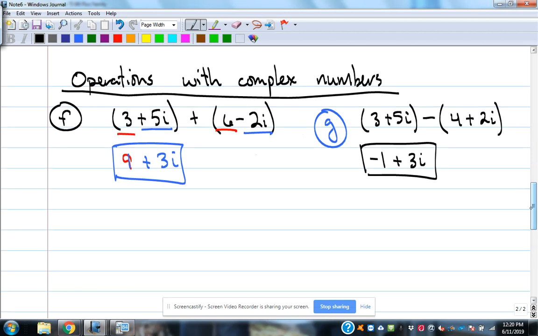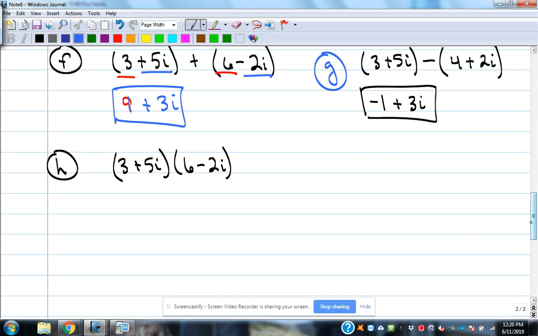Multiplying is where the calculator really shines and helps you out a lot. So let's take 3 plus 5i times 6 minus 2i. If I were going to do this by hand, this is what it would take. I'm going to show you how this would have to be done by hand, and then show you how quick and easy it is to do with the calculator.